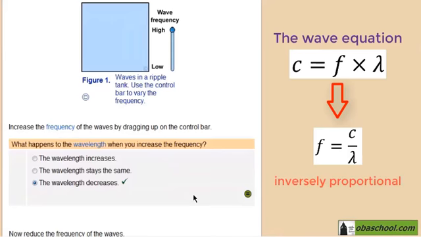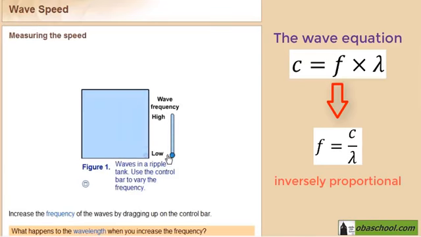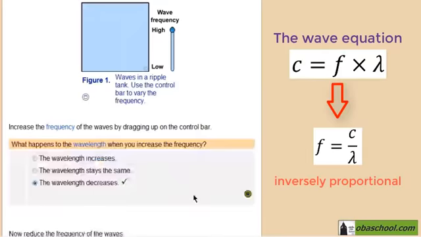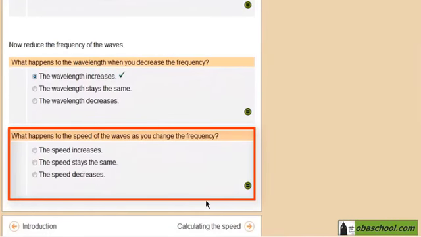So now if we reduce the frequency, what do you think will happen to the wavelength? Yes, the wavelength increases. By decreasing the frequency, the wavelength increases. That's correct. So what happens to the speed of the waves as you change the frequency?